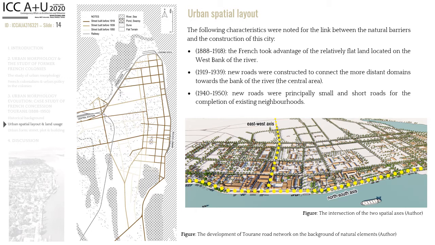The choice of road direction during this period limited intervention on natural elements such as dune or swamp. In the next phase, from 1919 to 1939, with the need to expand the city, new roads were constructed to connect the more distant domain toward the bank of the river or the central area.